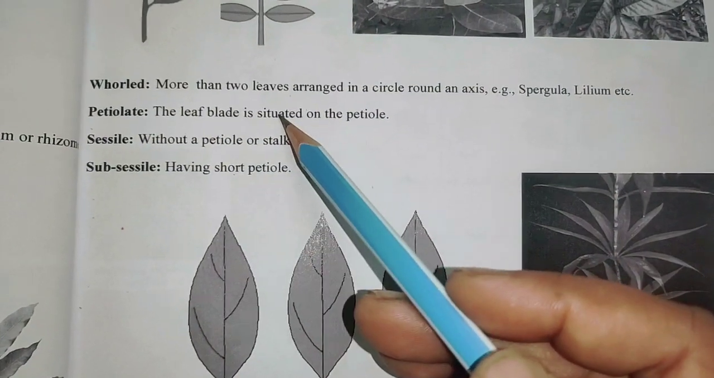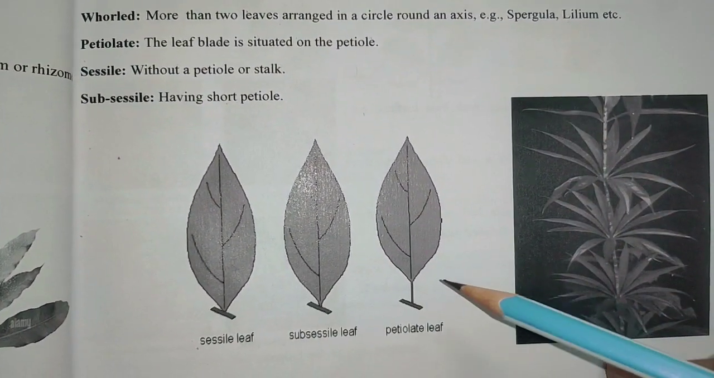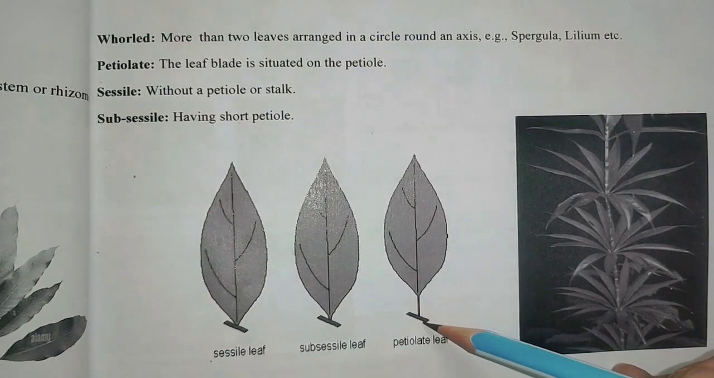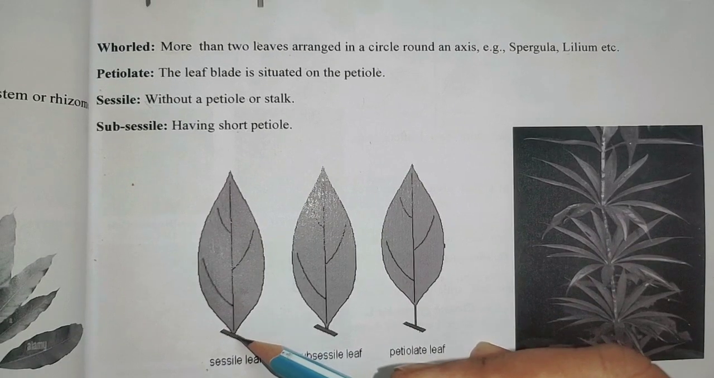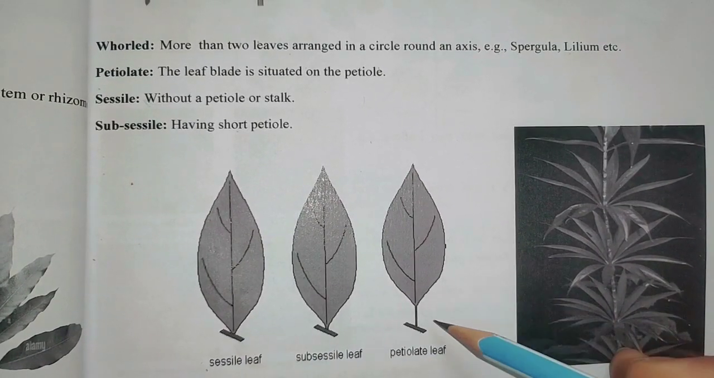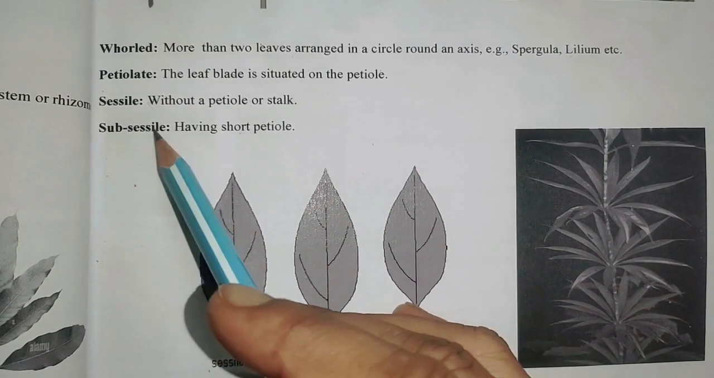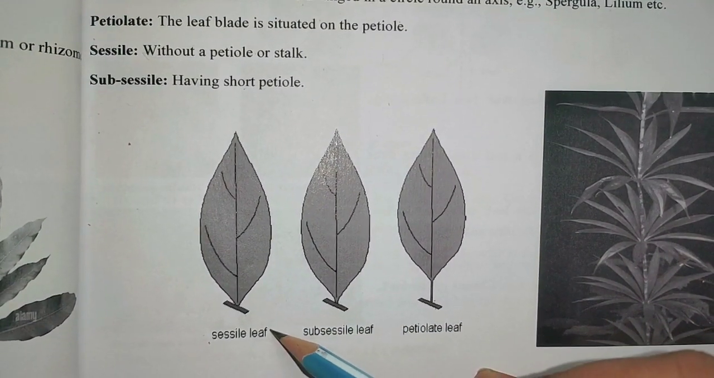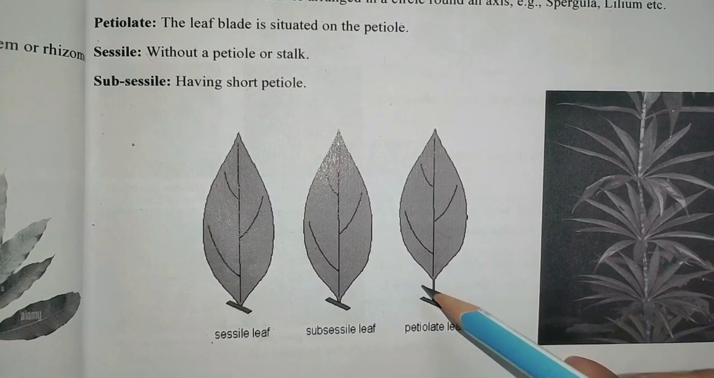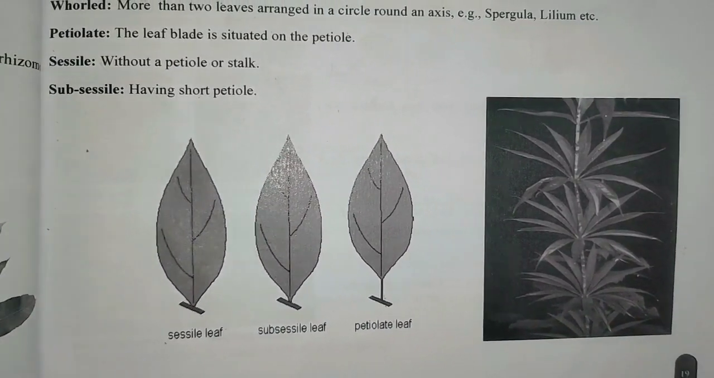Petiolate: the leaf blade is situated on the petiole. The petiole is present. Sessile: without a petiole or stalk. This is sessile. Sessile leaves have no petiole. Petiolate leaves have a petiole. And this next one is subsessile, having a short petiole. This is the short petiole. So sessile is without petiole, subsessile is short petiole, and petiolate is long petiole. And this is the whorl.